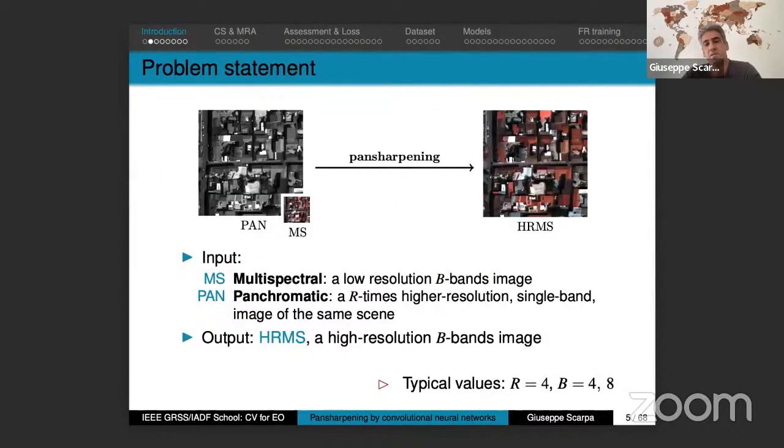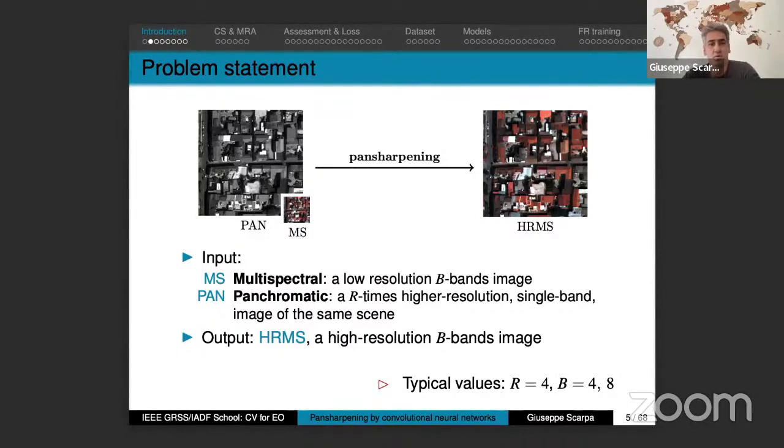Let's start with the problem statement with the help of a graphical description of what is pansharpening. To co-register the images of a given area, the single band panchromatic image and a lower resolution but multi-band or multispectral image are combined to get a richer product which retains the spatial resolution of the PAN component while keeping the multispectral characteristics of the multispectral component. Said in different words, pansharpening can be thought as a super resolution of the multispectral input component supported by a spatial guide represented by the PAN component.